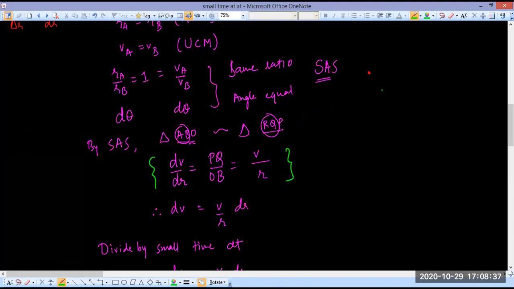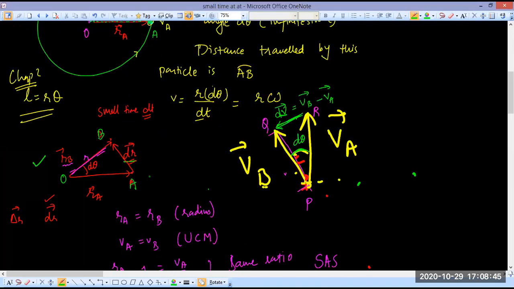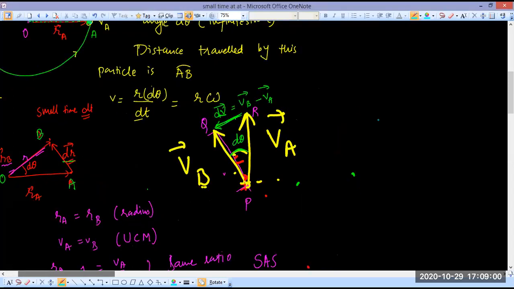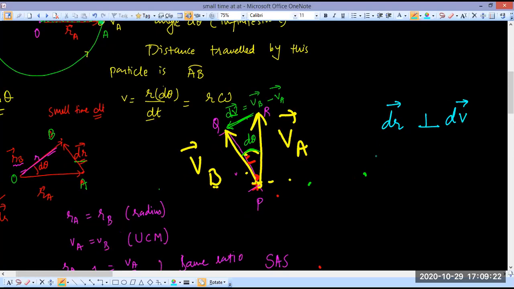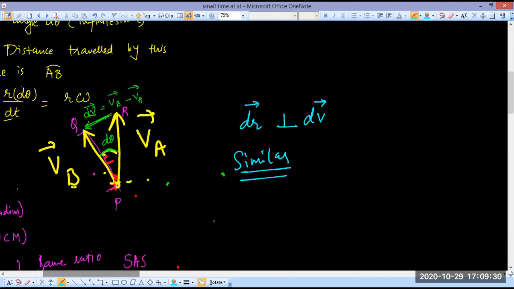Now, regarding direction, we are going to use the two triangles once again, right? Because of the similarities of the triangles, we have that dr vector is perpendicular to dv vector. How can I say that? Okay, let me explain. The reason is these two triangles are similar, first of all, right? So how will you write it? You can make notes.